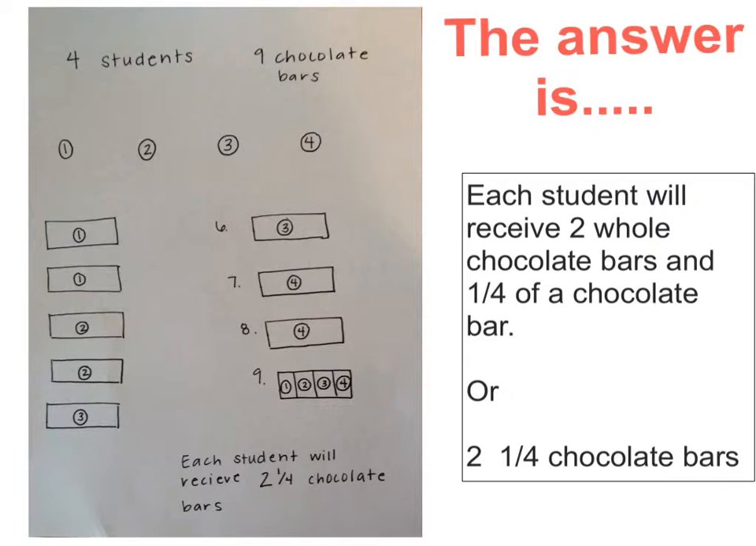I now have 1 candy bar remaining. I will solve the problem just like the first candy conundrum problem. I will divide the last candy bar into 4 pieces and give 1 to each student. As I look at my picture, I can see that each student will receive 2 full chocolate bars and 1/4 of a chocolate bar, or 2 1/4 chocolate bars.